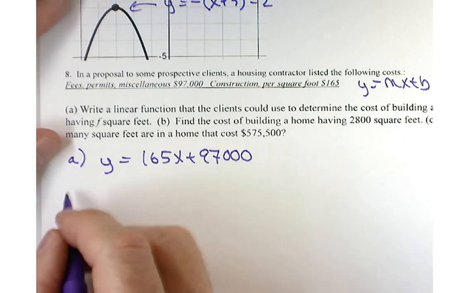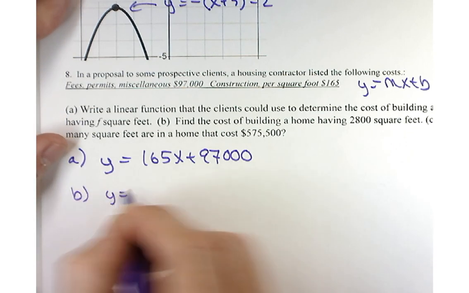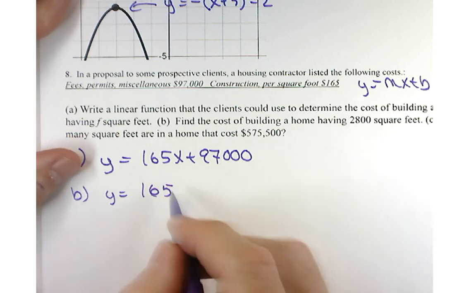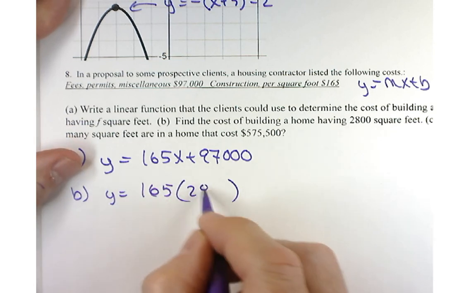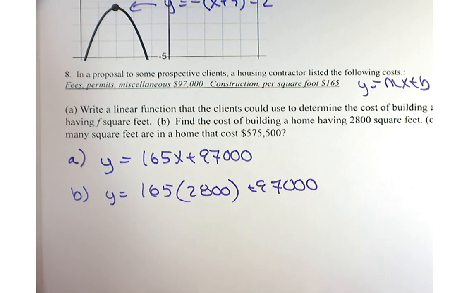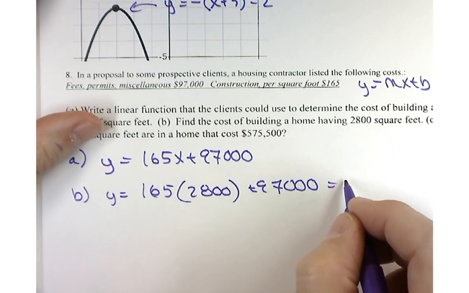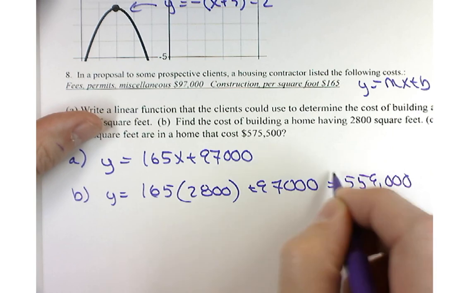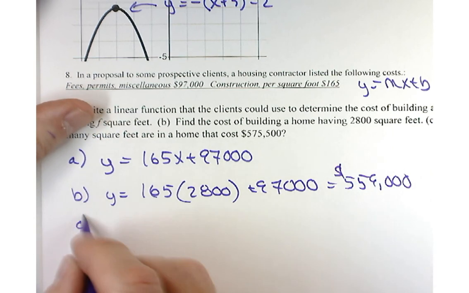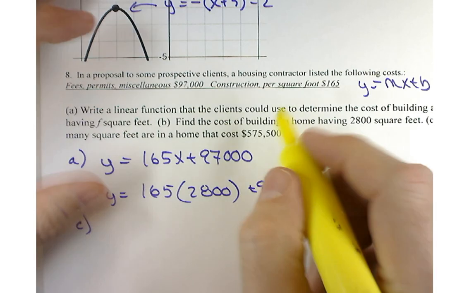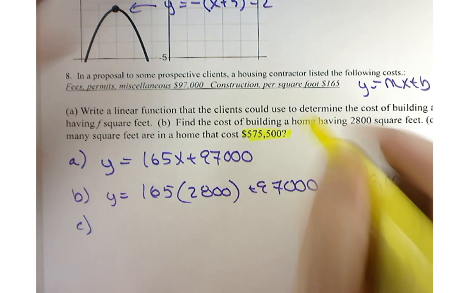If you want to find the cost of building a 2,800 square foot home, what does that mean you're going to do? Plug in the 2,800. Somebody help me out. What number did you get there? 559,000. Beautiful.